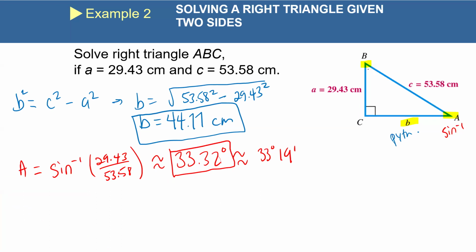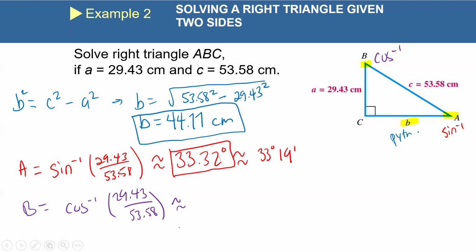All right, B. So B, what's the relationship of B with the information we already have? We know it's adjacent and it's hypotenuse. Remember what I said? We want to use our given information every single time. Okay, so we're going to do the cosine inverse to find B. So B equals the cosine inverse, and it's the same numbers, 29 43 divided by 53 58.